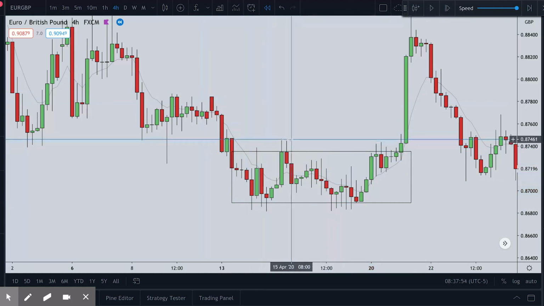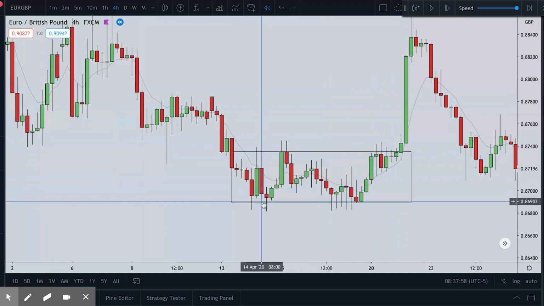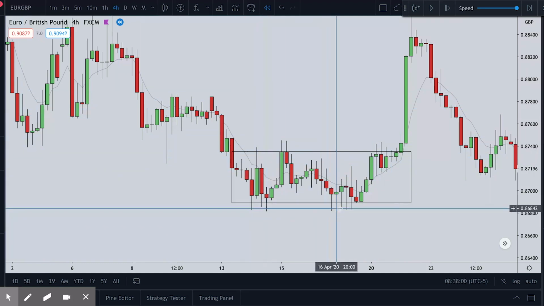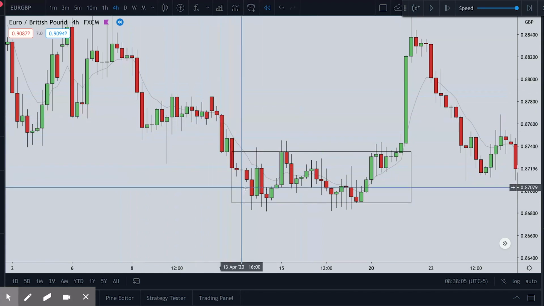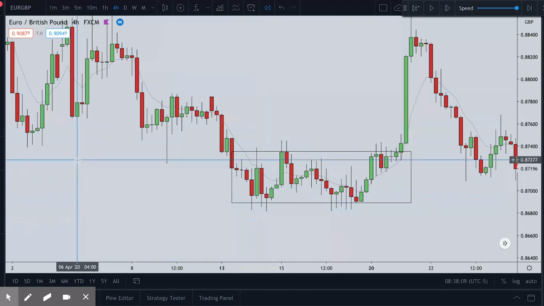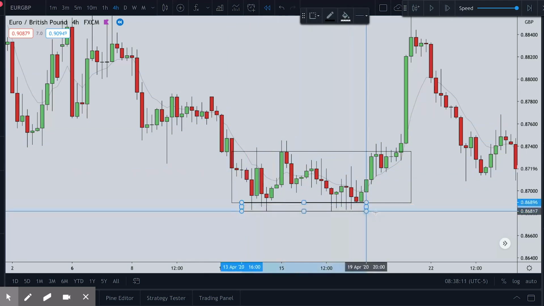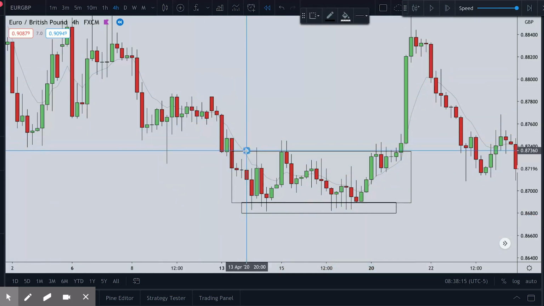So we saw 1, 2, 3, 4, 5, 6, 7, 8 attempts to go higher that all failed. 1, 2, 3, 4, 5, 6, 7, 8 attempts to go lower that also all failed. So the market here is in an area of indecision. We've got attempts to go higher, attempts to go lower, all being pushed back. We can't actually manage to breach that low, and we can't manage to breach this high. So this shows indecision in the market.